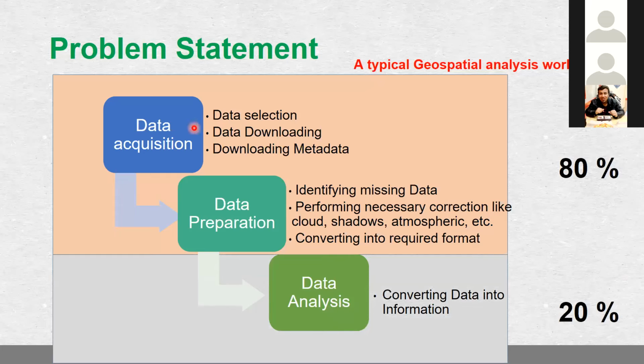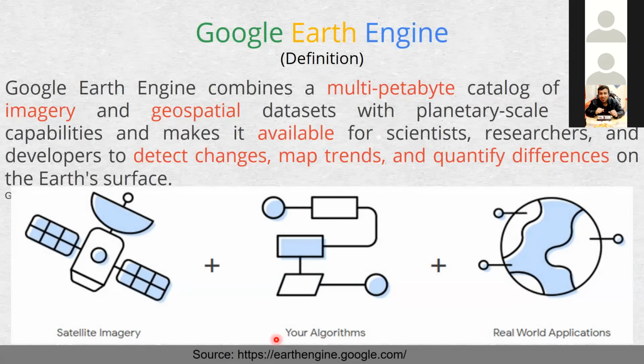So what if these 2 tasks, that means 80% of the workflow, get automated? That means you don't need to repeat each and every step of data acquisition and data preparation. So that's why we need a technology, or we can say a cloud-based technology, through which we set up certain rules and regulations so that we should not repeat these 2 steps, and we can save a lot of resources, a lot of time, computational power, manpower, and get our data analyzed with respect to any type of application. So that's why we have the Google Earth Engine.